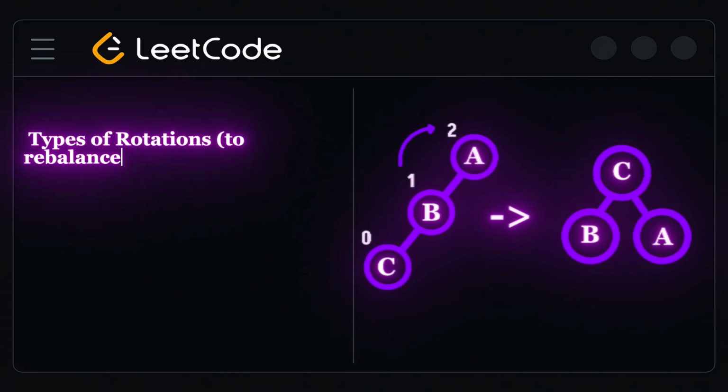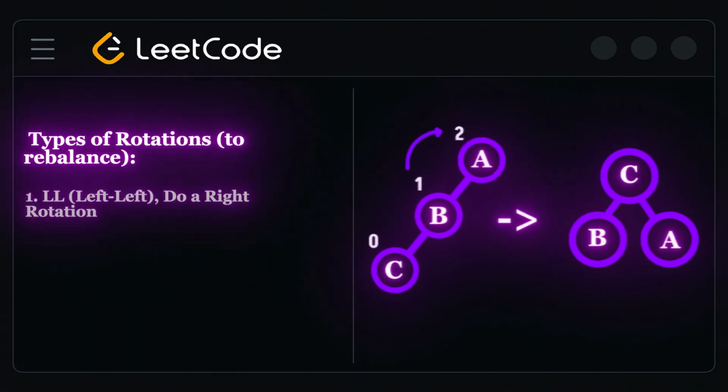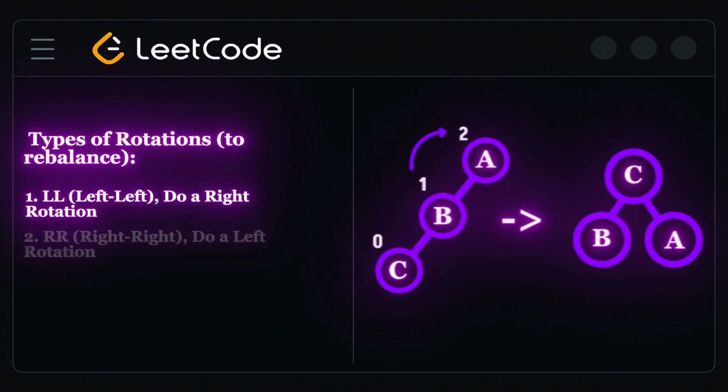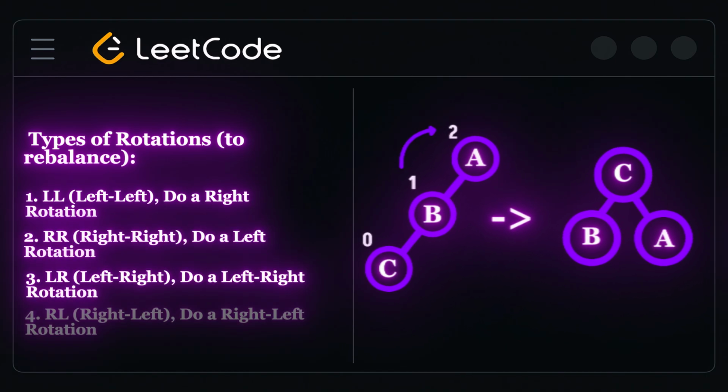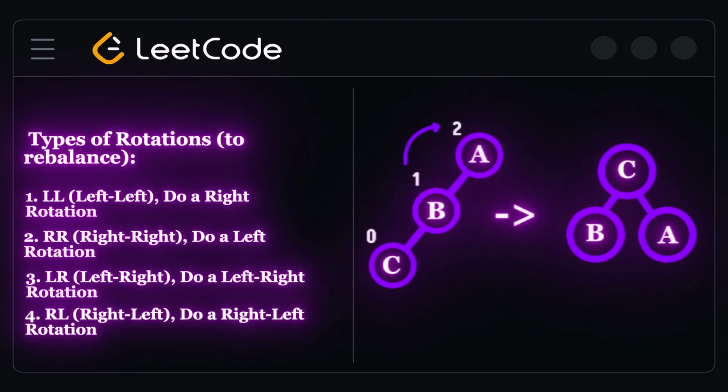Types of rotations to rebalance. 1. LL, left left, do a right rotation. 2. RR, right right, do a left rotation. 3. LR, left right, do a left right rotation. 4. RL, right left, do a right left rotation.